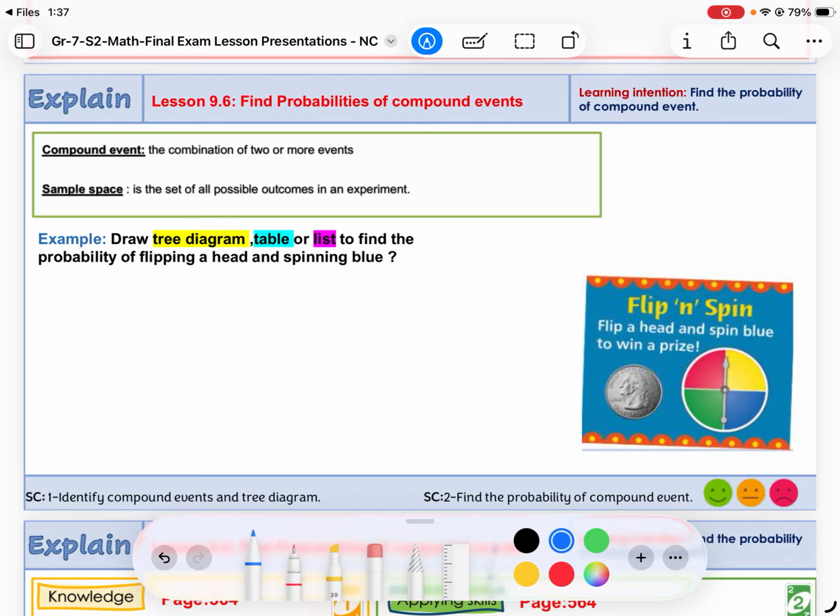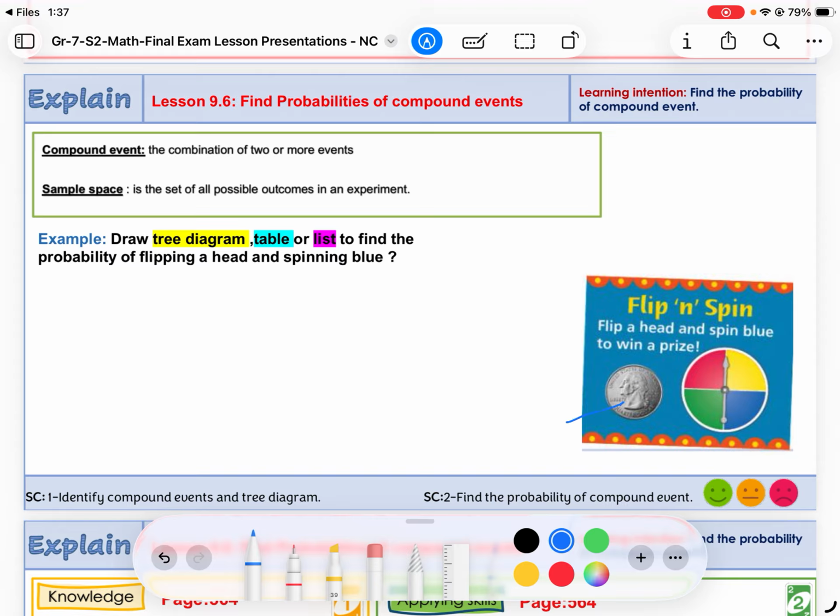I have 3 ways. I can draw a tree diagram, I can make a table, or I can make a list. So in the exam, you guys, we did not specify a certain way. We gave you the option to choose any way that you feel comfortable using. So let's just start with the tree diagram.